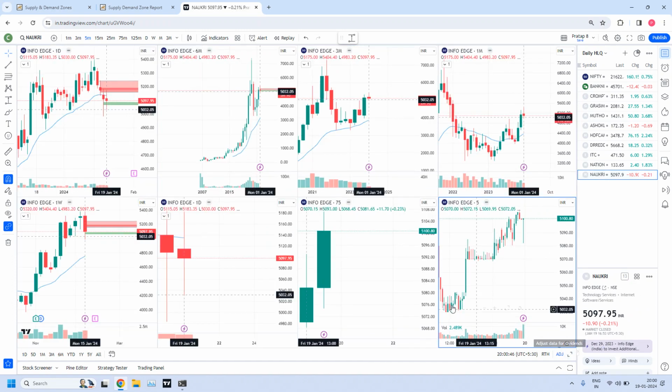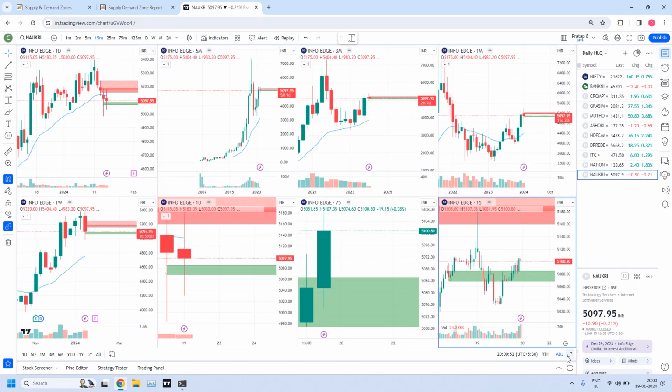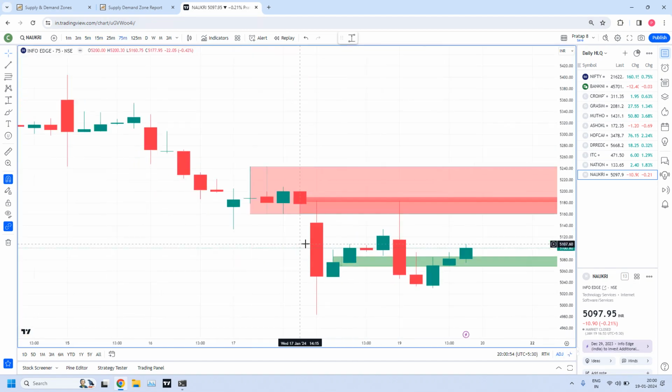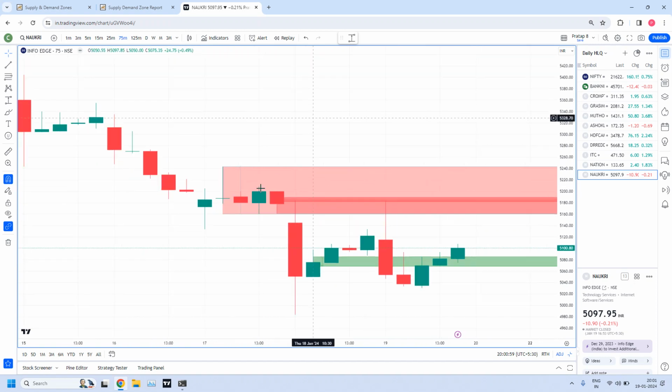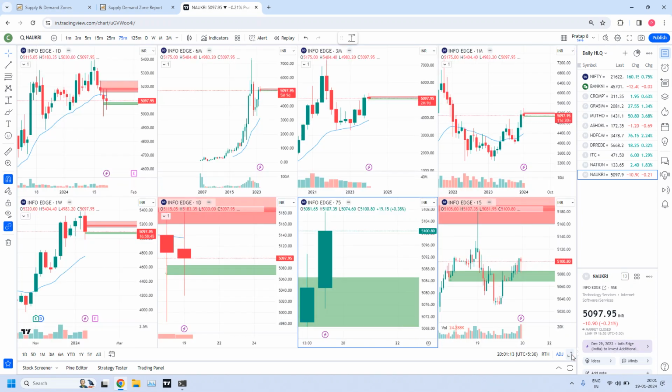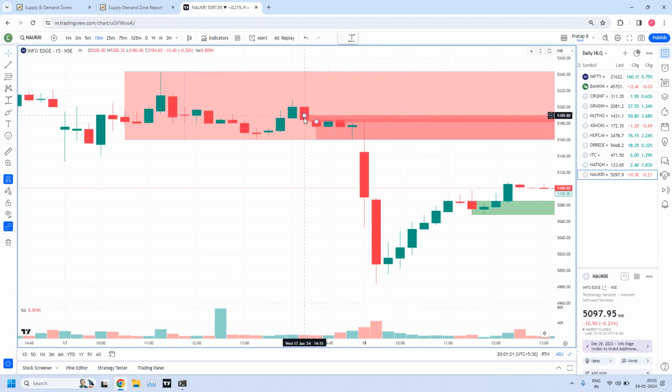This is a 75 minutes high liquidity zone. This is an ERC candle, 4 base candles and a drop candle: leg in, base, drop. And here we fine-tuned inside this 75 minutes with the 15 minutes area. In 15 minutes, we identified a drop, base, drop.